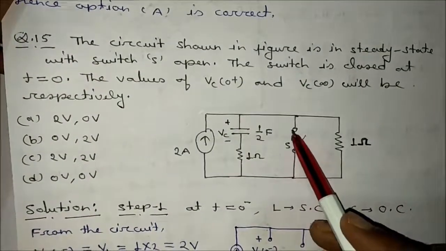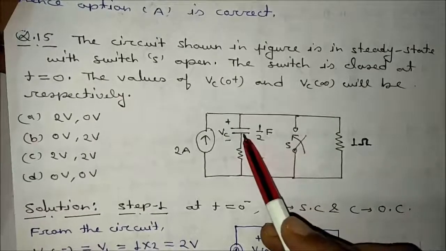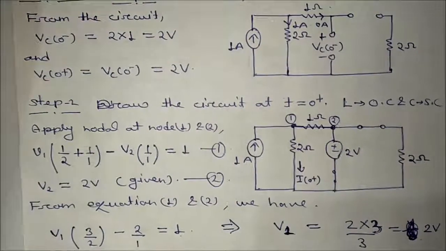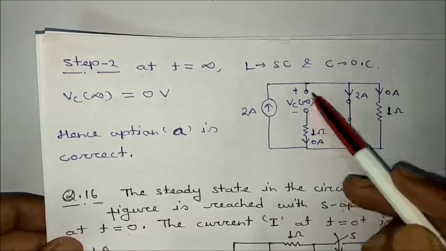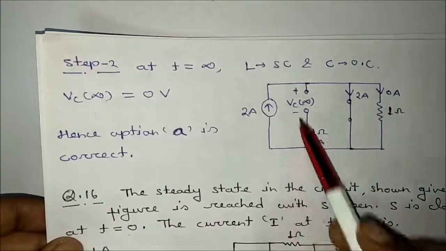Switch is what? Getting closed. Switch is closed. C will be open circuited again. The circuit will look like this one. This will be closed. This is open circuited. Now we have to calculate Vc infinite.